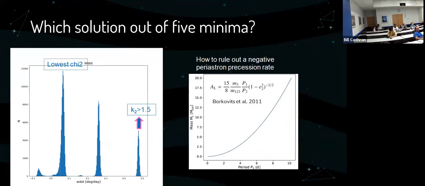So what would a negative periastron precession mean? I would say a perturbing planet somewhere that would cause a negative periastron precession.